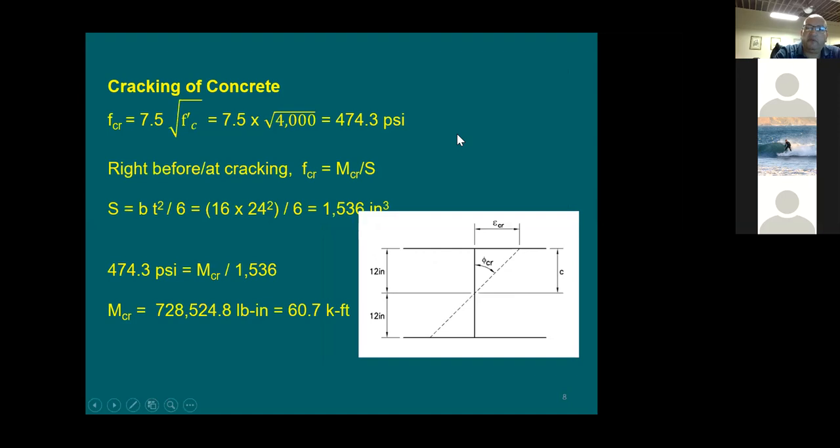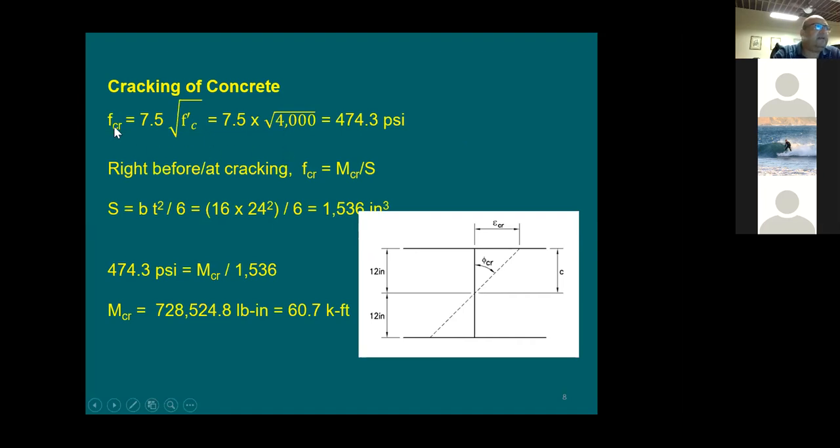Now first, I'm looking for when the concrete is going to start to crack. Concrete is going to start to crack once the stress at the bottom, the tension side, reaches 7.5 square root of f'c. So I'm going to say, okay, 7.5 square root of 4,000. I cannot say 7.5 square root of 4 divided by 1,000. As we said, I cannot do this.